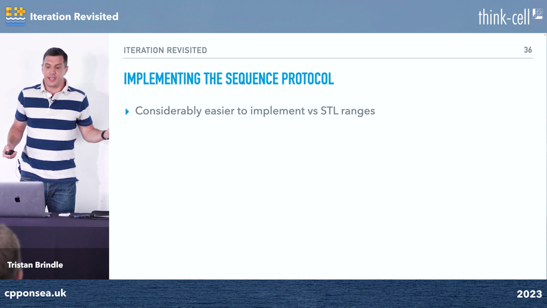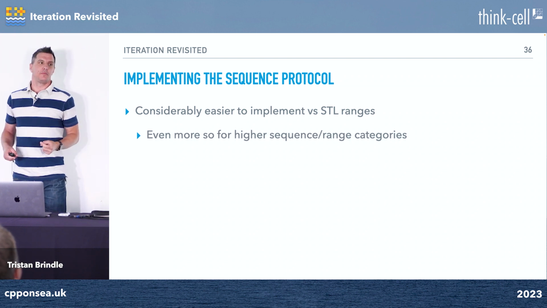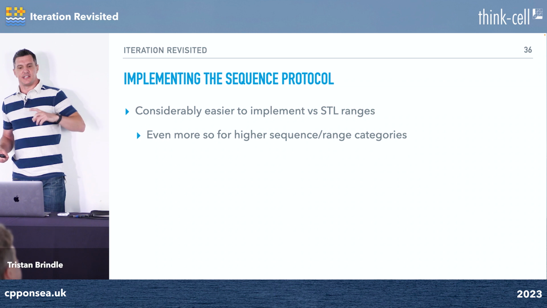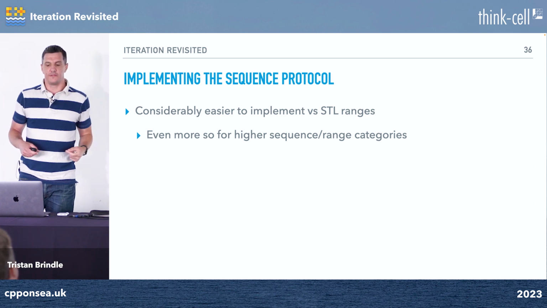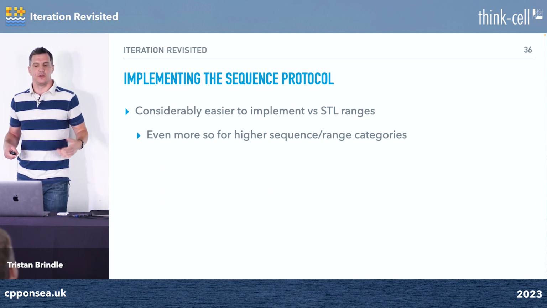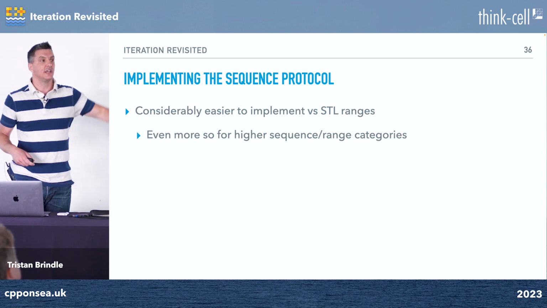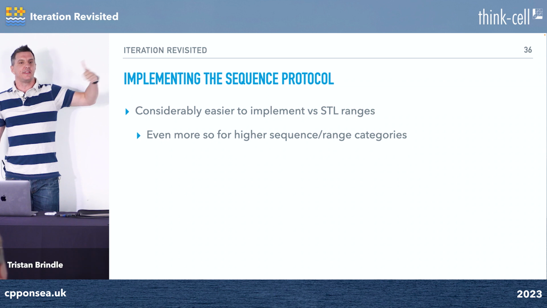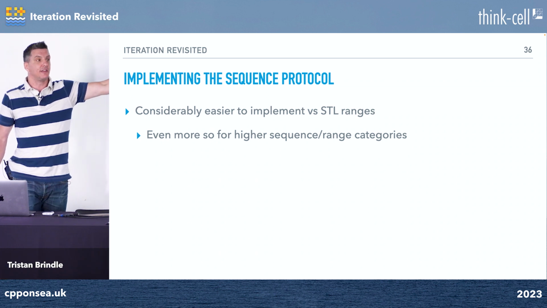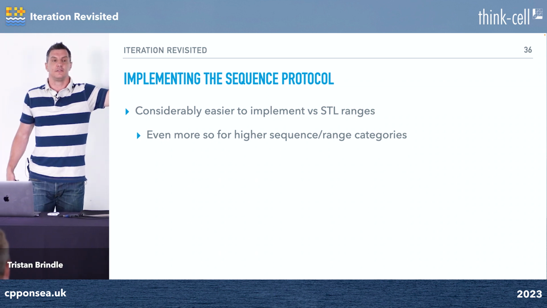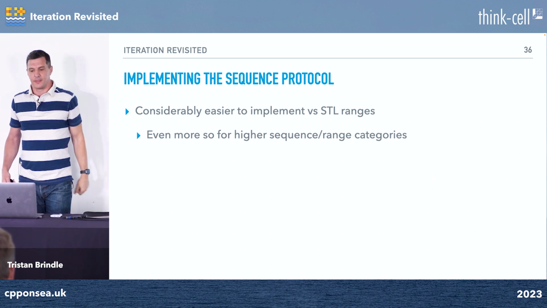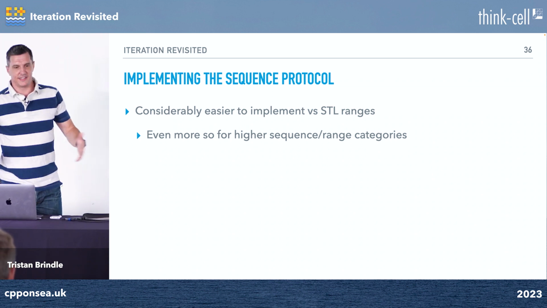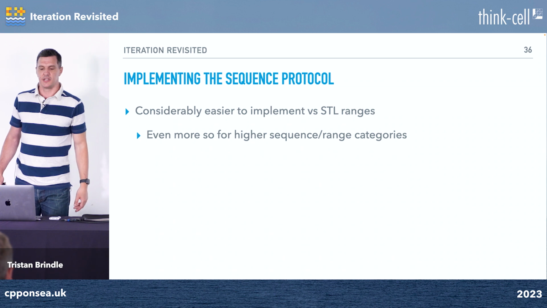So this is, at least in my opinion, considerably easier to implement versus STL ranges, and even more so for higher sequence categories. So if you wanted to make this a bidirectional sequence, there's one more function you write: an implementation of dec. If you wanted to make this random access after that, there are 2 more functions you need to write. Okay? So none of these endless operator overloads.